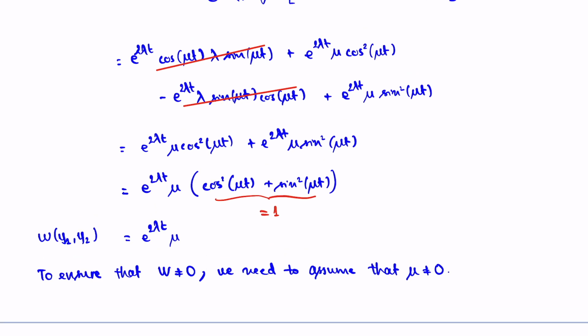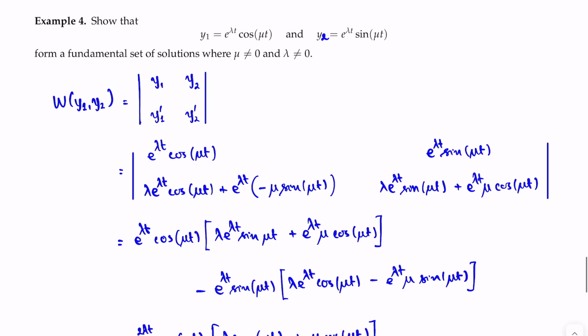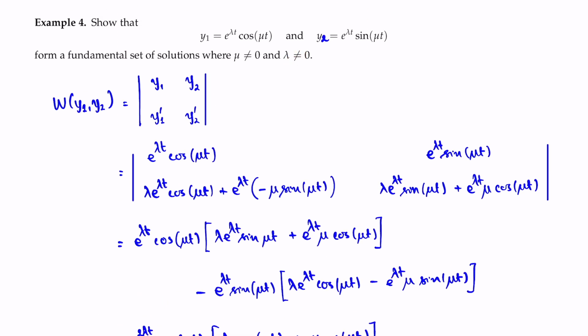Because if mu is equal to 0, then this term is going to be equal to 0 as well. So w is equal to 0, which shows that it's not going to be able to form a fundamental set of solutions. Okay, so to ensure that w is different from 0, we need to assume that mu is different from 0. So maybe the condition that lambda is different from 0 is a little bit redundant.